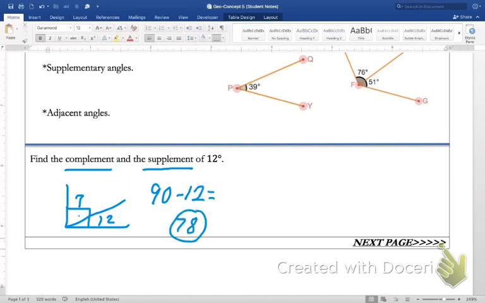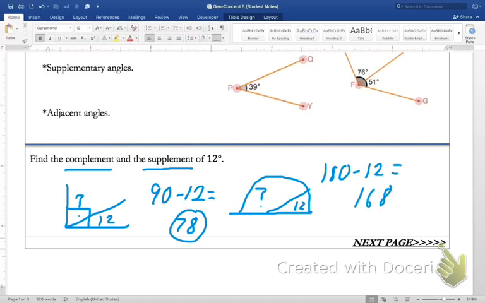That's the complement. Now the supplement means 180. So let's say I have a 12-degree angle, and I have to figure out what goes next to it so that these two angles add up to 180. So 180 minus 12 gives me 168. So that's how we find the complement and the supplement.